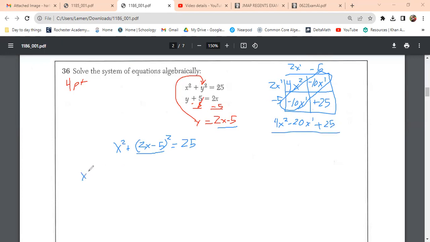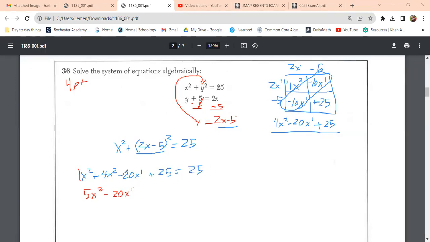So this is going to be x squared plus 4x squared minus 20x to the first plus 25 equals 25. Now, I can combine like terms. I'm going to change colors again. So this is going to be 5x squared, because this is a 1. 1 plus 4 is 5. The x squares are the same. And this will be minus 20x to the first.